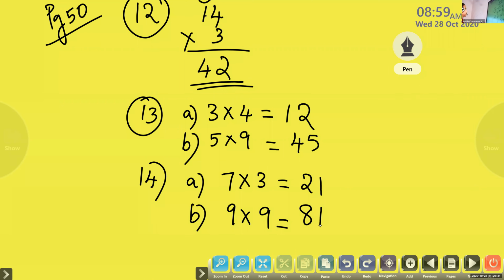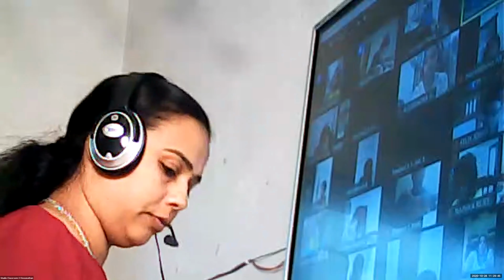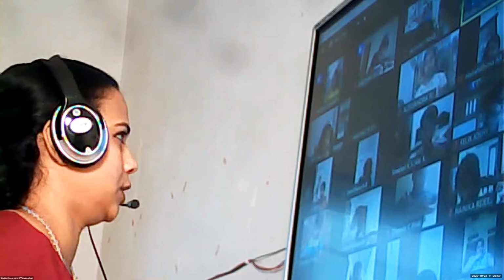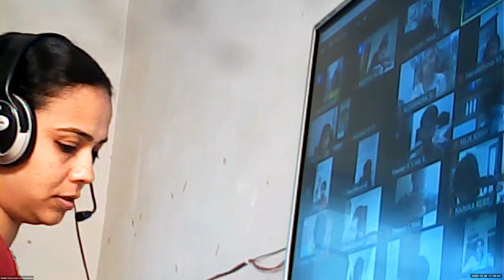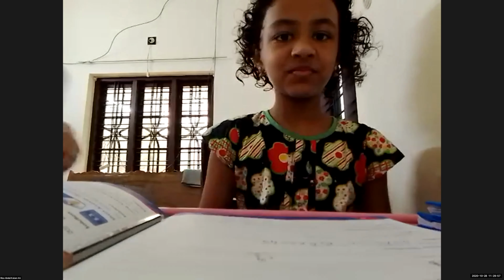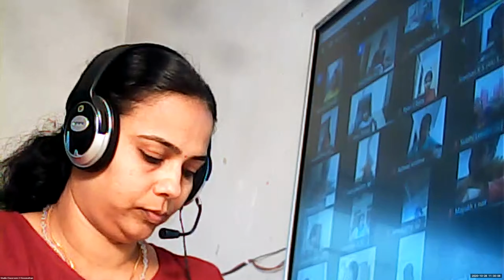Children, finish 15 and 16. Like this, write 13 and 14, how we have written. Like small step, means write the number. 21 into 4 is question 15 and 16. 15 has A, B, C, D. We have 4 questions, and 16 also has 4 questions. Complete it now. Ma'am, I completed it. Yes, completed. Very good. Till which question did you complete? 16. Very good.